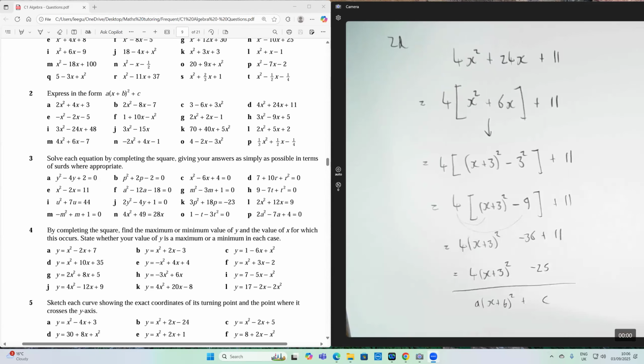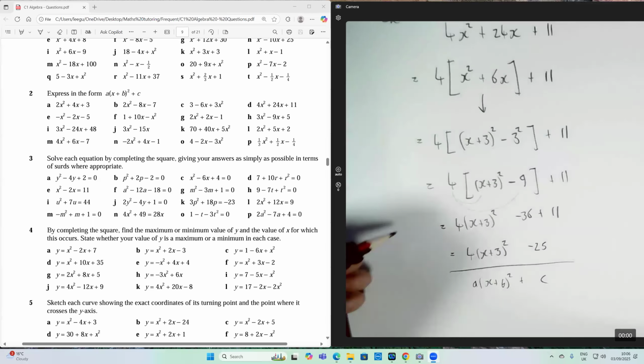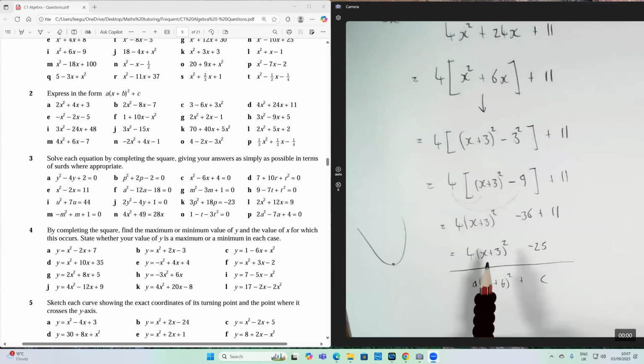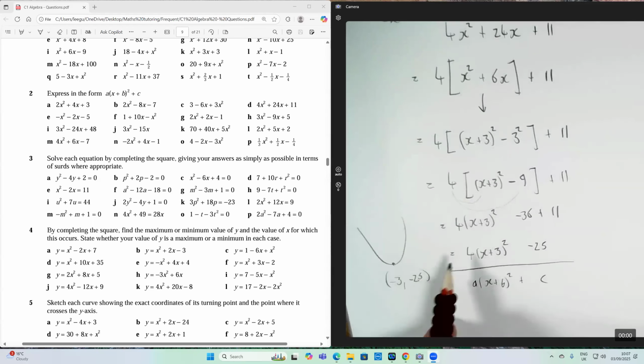Now, a really important point is, in the previous video, we were talking about the connection to the turning point, okay? So let's have a little think about what the connection is to the turning point. Well, the connection to the turning point of the quadratic here is just the same as before. We change the sign of what's in the bracket and we leave this one the same. So this would have a turning point of minus 3 and minus 25.